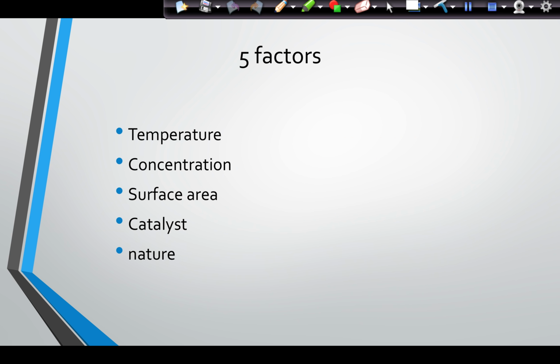Remember that we have 5 factors that can affect the rate of a chemical reaction: temperature, concentration, surface area, catalyst, and nature. And remember that a catalyst, although it does speed up a reaction, gives us an alternate reaction pathway, lowering the activation energy. However, a catalyst does not affect equilibrium. Adding a catalyst at equilibrium will speed up both the forward and reverse reactions equally, therefore keeping us at equilibrium.